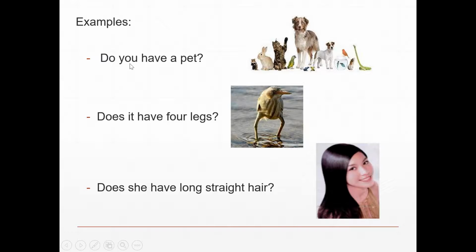Do you have? But the second example, we don't use the verb has anymore in the question, because we have the auxiliary verb does. The auxiliary verb does here influences the question, and we don't need has in the question, we just have. The third example also, does she have long straight hair? Don't say does she has. So we don't use has in a question that begins with the auxiliary verb does.